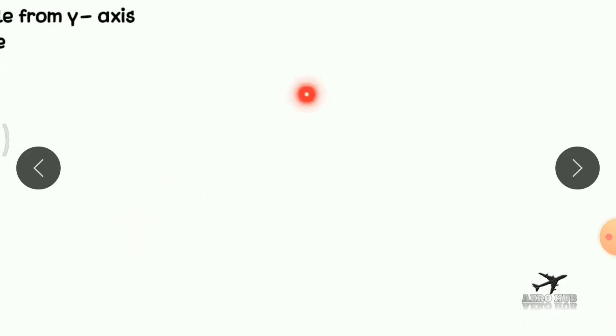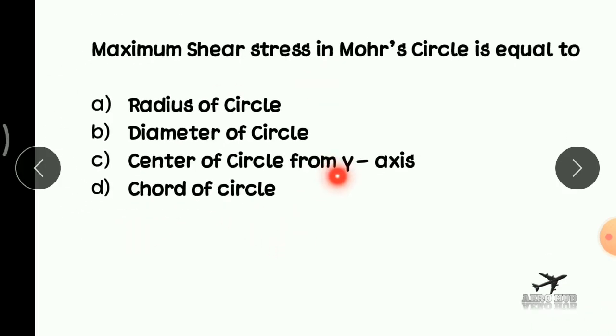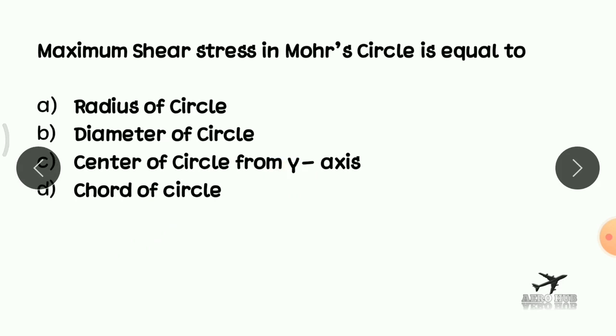Next question. These are really easy questions. All these questions were asked in the ISRO examination 2007. Maximum shear stress in a Mohr circle is equal to radius of circle, diameter of circle, center of circle, chord of circle. It's really an easy question. The maximum shear stress in a Mohr circle will be the radius of the circle.